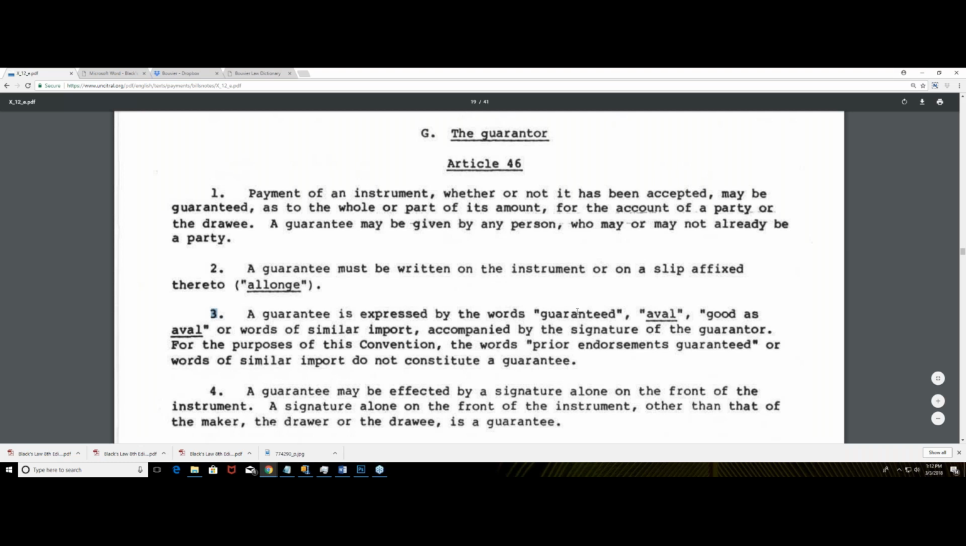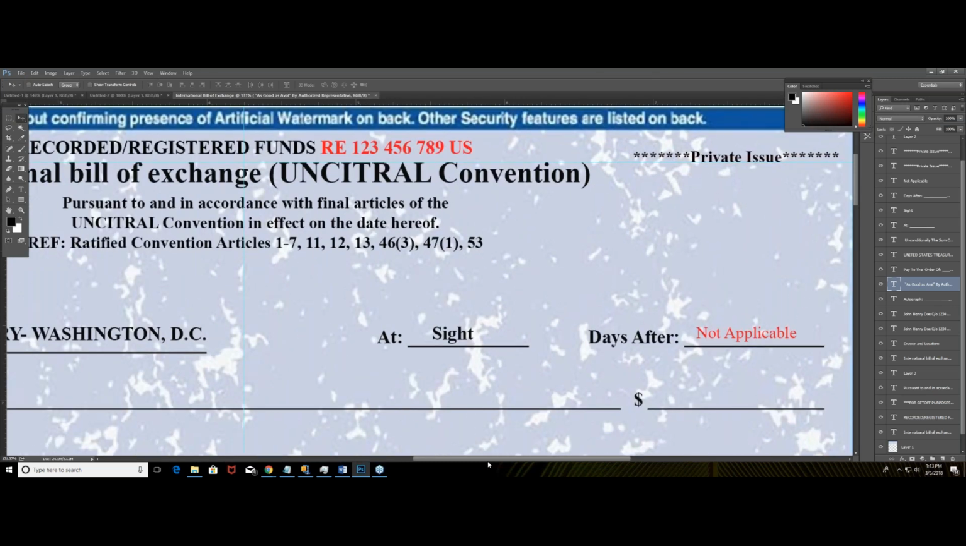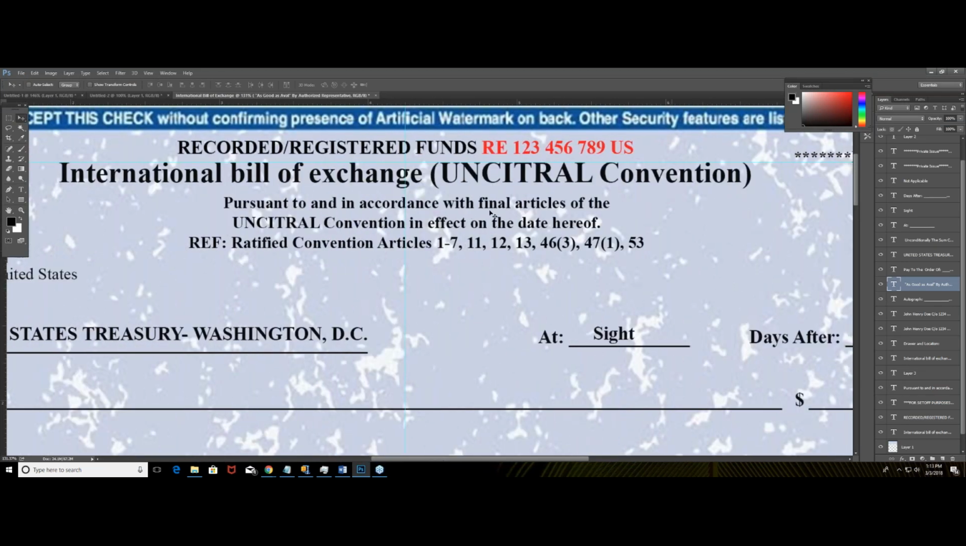A guarantee is expressed by the words "guaranteed," "per aval," "good as aval," or words of similar import accompanied by the signature of the guarantor. For the purposes of this convention, the words "prior endorsement guaranteed," or words of similar import, do not constitute a guarantee. So when you look at our negotiable instrument, what I was writing on here, which y'all couldn't hear, is where I was putting in: pursuant to and in accordance with the final articles of the UNCITRAL Convention in effect on the date hereof, reference ratified convention articles 1 through 7, which we're reading now, 11, 12, 13, 46, 3, 47, 1, and 53. We're going to go through all these articles because you need to read all of them because they apply to your negotiable instrument.